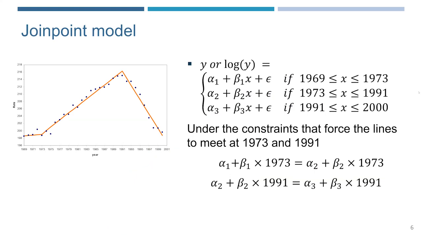This is the mathematical form of a joint point model with two joint points. The dependent variable is y or log of y. The model is shown in the figure. The red line represents the expected line from the model. There are three segments in the model. The first segment has slope beta 1 and intercept alpha 1 between 1969 and 1973. The second segment has slope beta 2 and intercept alpha 2 between 1973 and 1991. And the third segment has slope beta 3 and intercept alpha 3 between 1991 and 2000. The joint points are at 1973 and 1991.